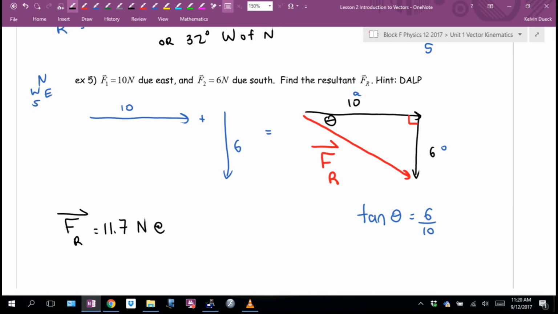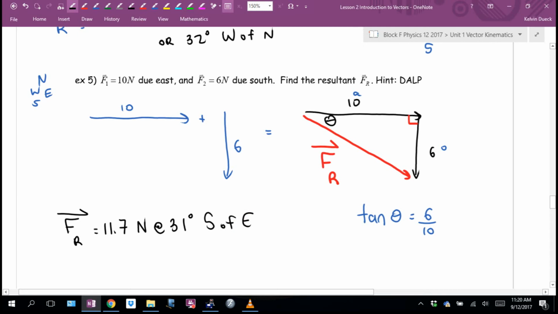How big is angle theta? 31 degrees, is that right? Yep. Round it off properly. 30.9. Yeah, but 31 you said? Okay. 31 degrees north of south, east of west. What of what? South of east.